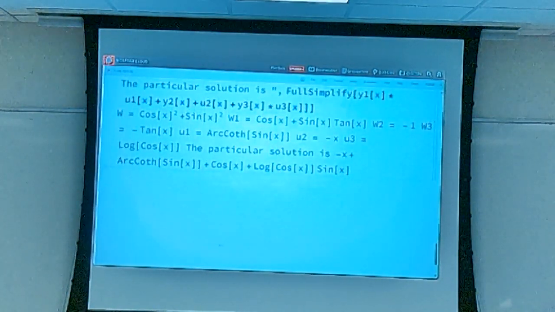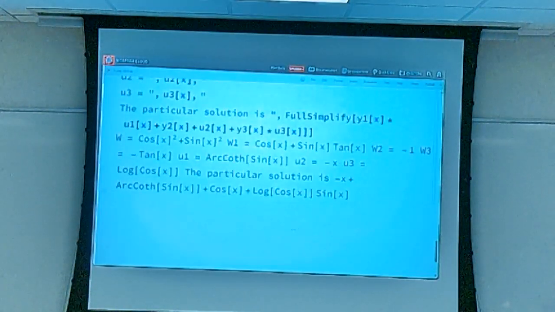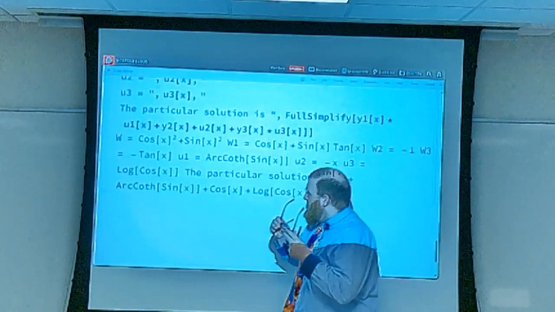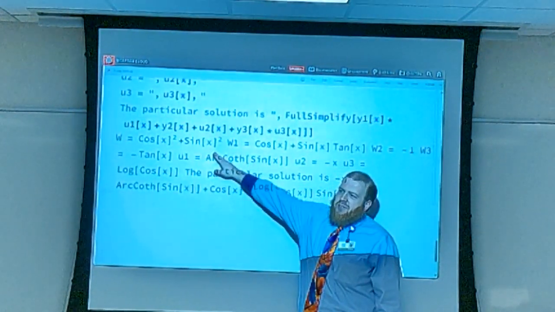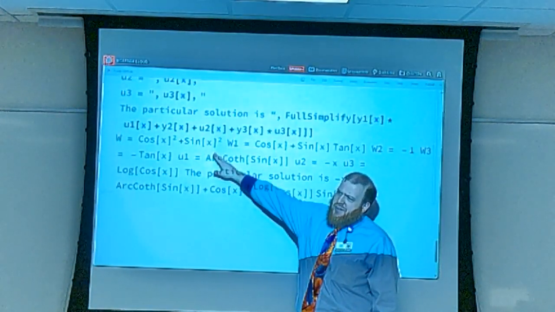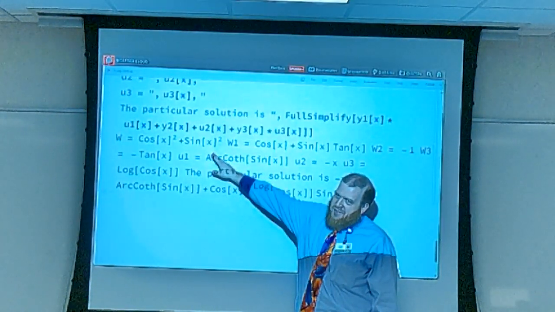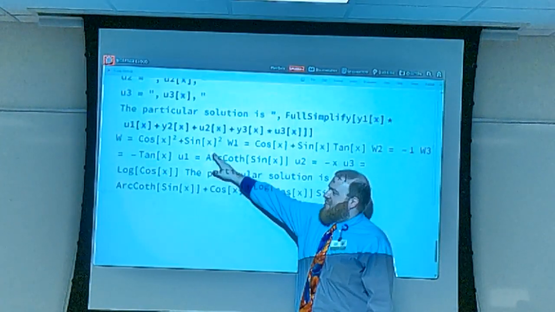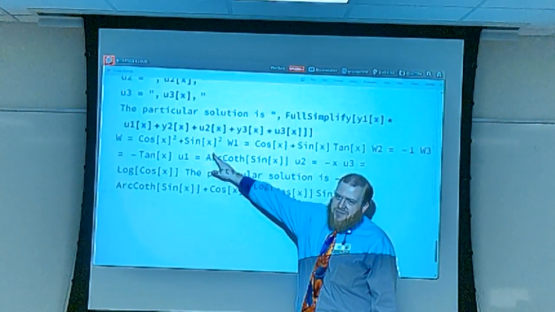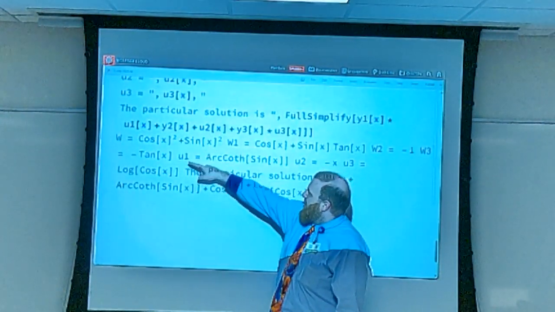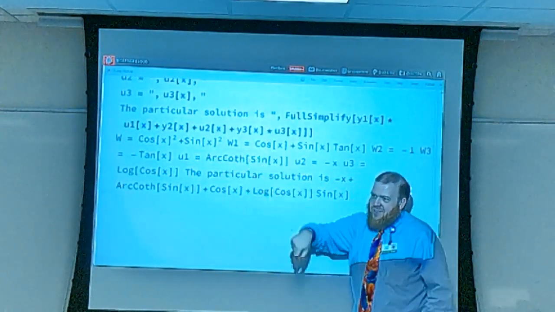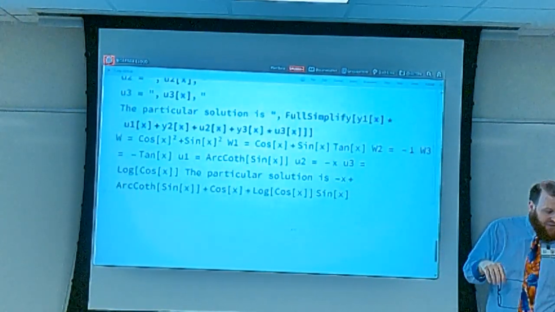Okay, yeah, so two problems occurred. First, look at W. Look what it says W is. Cosine squared plus sine squared. That's not simplified. Wolfram doesn't generally fully simplify unless you tell it to. So I have to add full simplify to all of my W's.